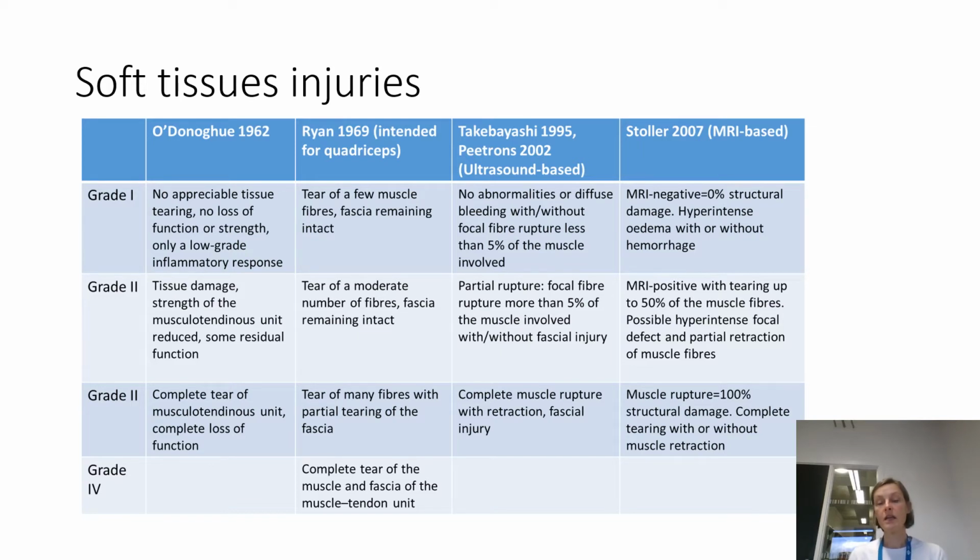As a grade 3, previously, when you look at the grading of O'Donoghue and Takabayashi in '95, these ones both classified grade 3 as a complete tear of the musculotendinous unit, whereas Ryan suggested that a tear of many fibers was a grade 3. Ryan in 1969 called a complete tear a grade 4. So you'll see that there are some problems here because people graded things in the past differently but meaning similar things.